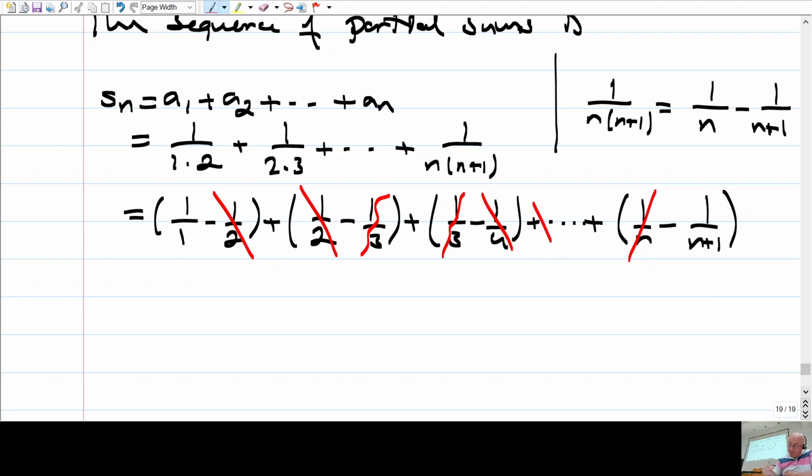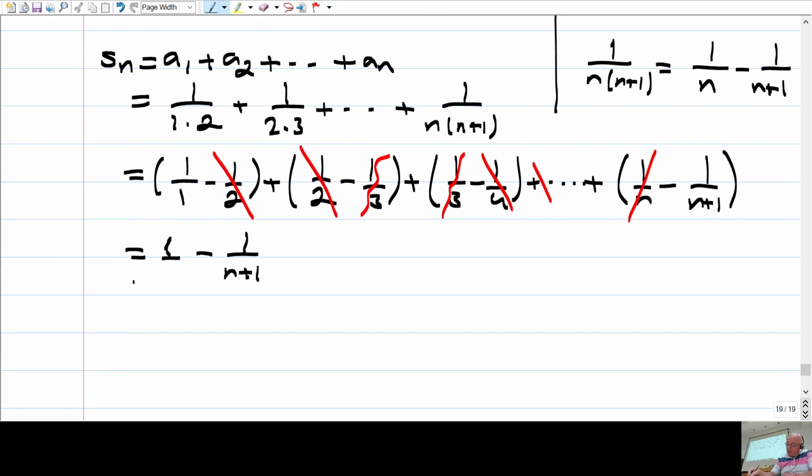So what is left? Well, only two terms left, right? What are they? Here the first term is left, which is 1. And here the last term is left, which is 1 over n plus 1. So the sequence of nth partial sums is given by this formula. Sn is equal to 1 minus 1 over n plus 1. So Sn is just this.